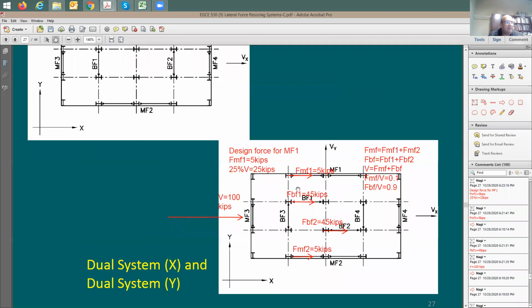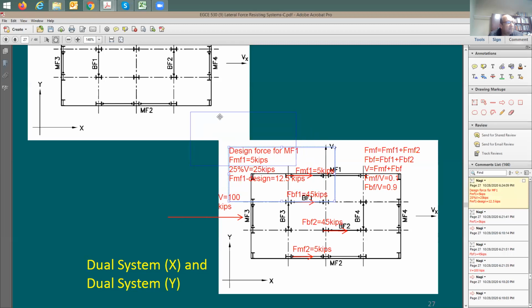How many moment frames do you have? 2. Each one supports 5 kips. So the minimum force that both of these 2 moment frames are going to be supporting is going to be how much? 25. Currently they support 10 kips. So each moment frame is going to be how much? This is going to be 25% of V, right? So I'm going to say F_MF1, the force in moment frame 1 for the design, is going to be equal to 12.5 kips. Does this make sense, guys?